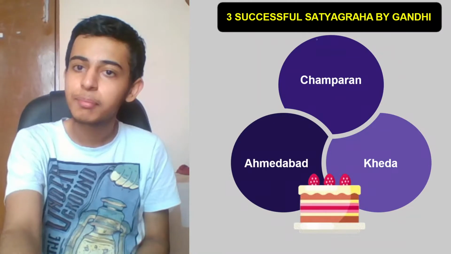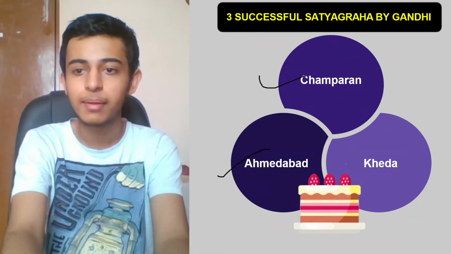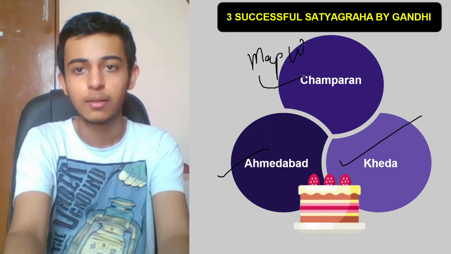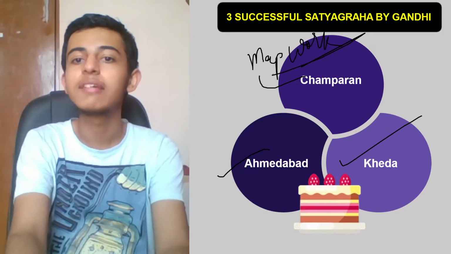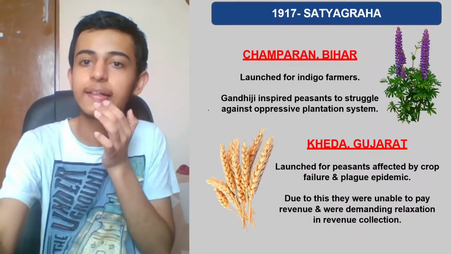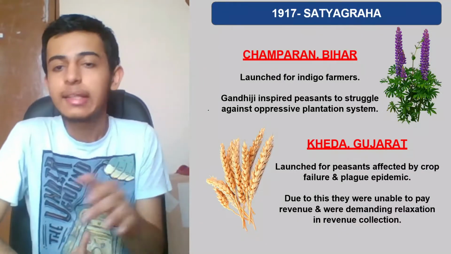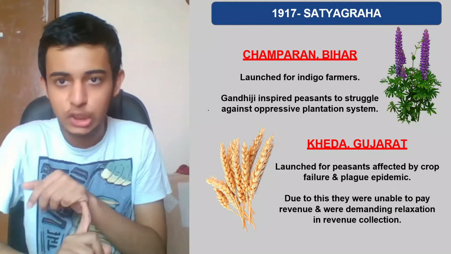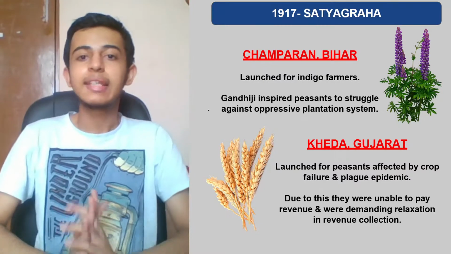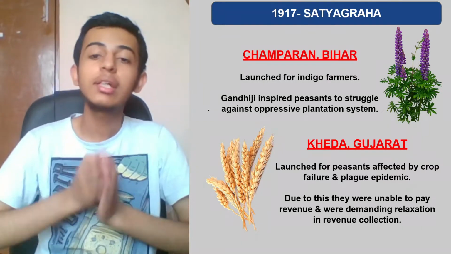Now, Satyagraha movements: Champaran, Ahmedabad, Kheda. From here, your map work can be asked. So we need to be very much sure where these places exactly lie. Clear? Champaran, 1917. Satyagraha was in Champaran, Bihar, and Kheda, Gujarat. These were some of the Satyagraha movements launched by Gandhiji.